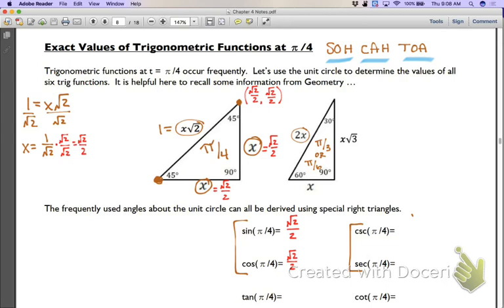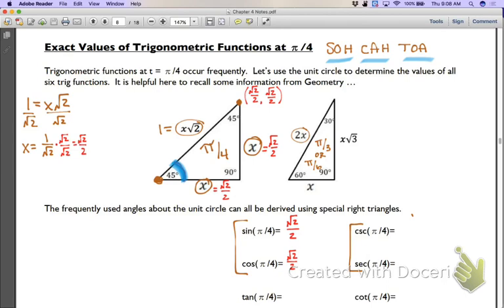Now, the other way of doing that is really just to find, I could use what I remember from geometry of opposite over hypotenuse, or I could do tangent and I could do opposite over adjacent. Now, I need to figure out what x is. Okay? If I'm doing sine, okay, for each one, it's going to do the same thing.